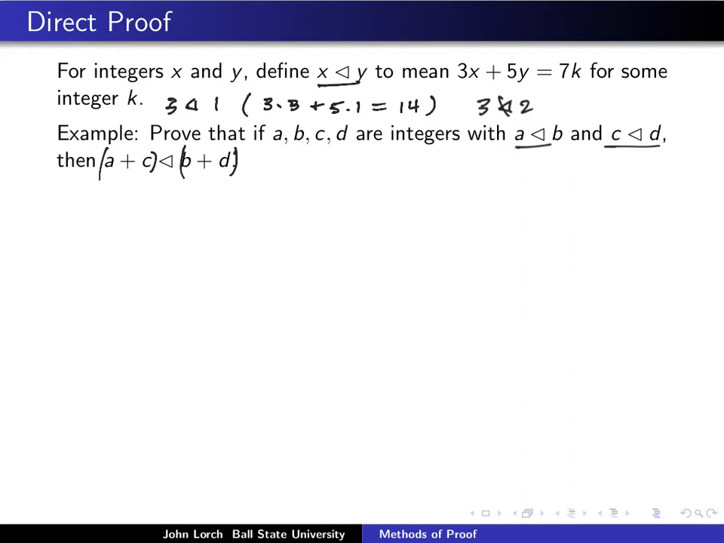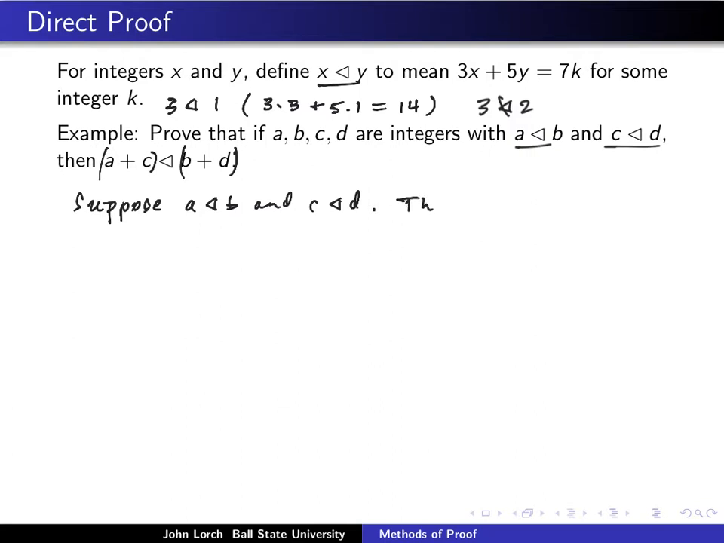So we're going to suppose the given statement and then try to supply some intermediate statements that will allow us to infer the conclusion. Okay, so let's suppose a triangle b and c triangle d. Then usually in cases like this, it's a good idea to just unpack what the notation means.